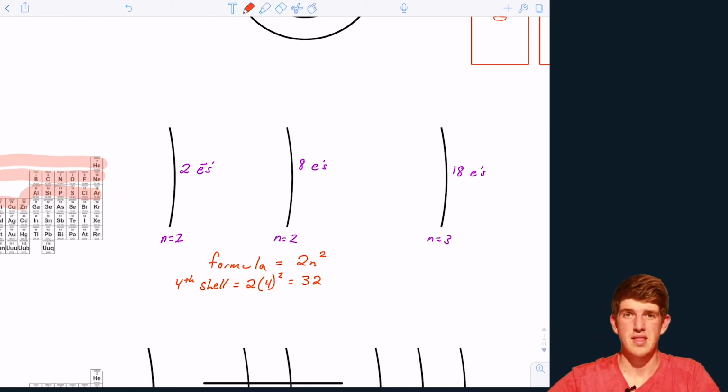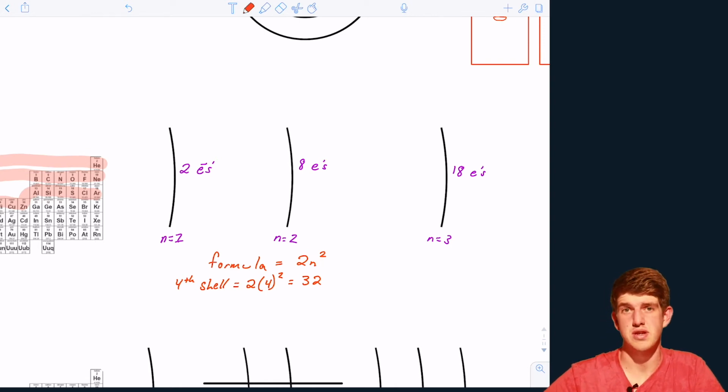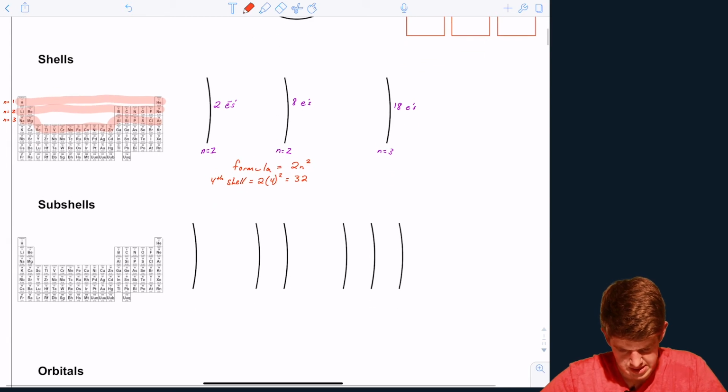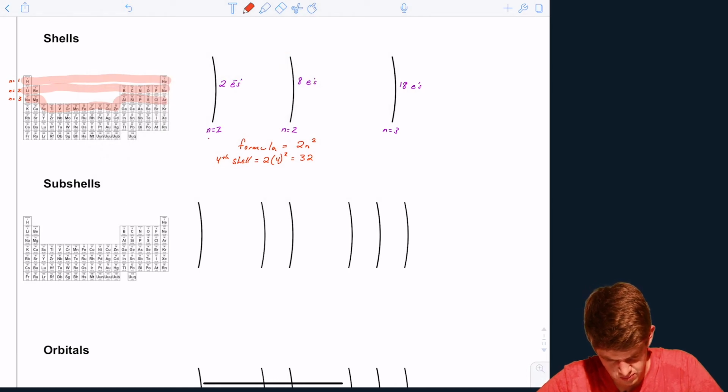Now, I know these electrons are getting put into these shells, but now those shells are going to be subcategorized. The way that we subcategorize those shells is with the next step, which is subshells. So now, in this n equals 1 shell, it is broken down into only one subshell. Let's move this out of the way.